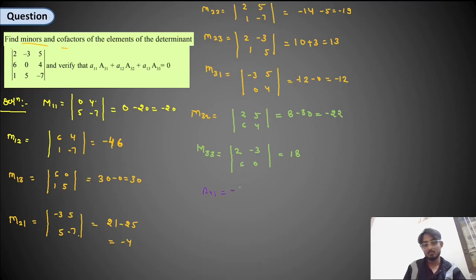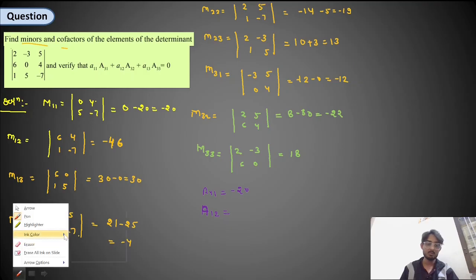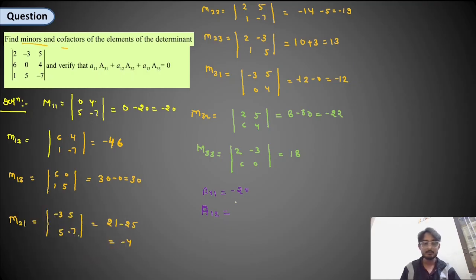A11 equals minus 20. Now you have to find A12. How can you find A12? A12 equals, here 1 plus 2 equals 3. This is an odd number, so you will change the sign, so you will get 46. A13. 3 plus 1 is 4. Even number, do not change the sign. A21.